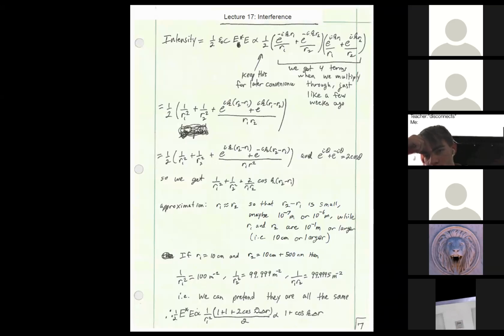Now, we can't do that with the cosine, because you make a small change in this distance, and this cosine could flip from being +1 to -1. So in the cosine, we have to keep delta r. We can't neglect delta r in the cosine, because delta r is changing by enough that the cosine will quite literally oscillate all over the place. And so we get this formula. We get that the intensity is going to be proportional to 1 plus cosine of k delta r.